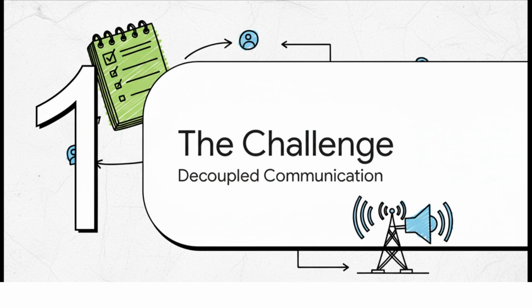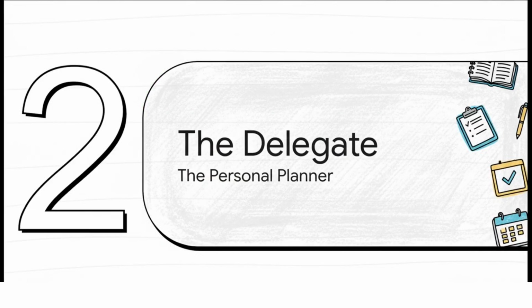It all boils down to one fundamental problem: communication. How do you get different pieces of your software to talk to each other without creating a tangled mess of spaghetti code? You want it so a change in one place doesn't break everything else. This idea is called decoupling, and it's exactly the kind of mission our two secret agents were designed for. First up, let's put our first suspect, the delegate, under the microscope.